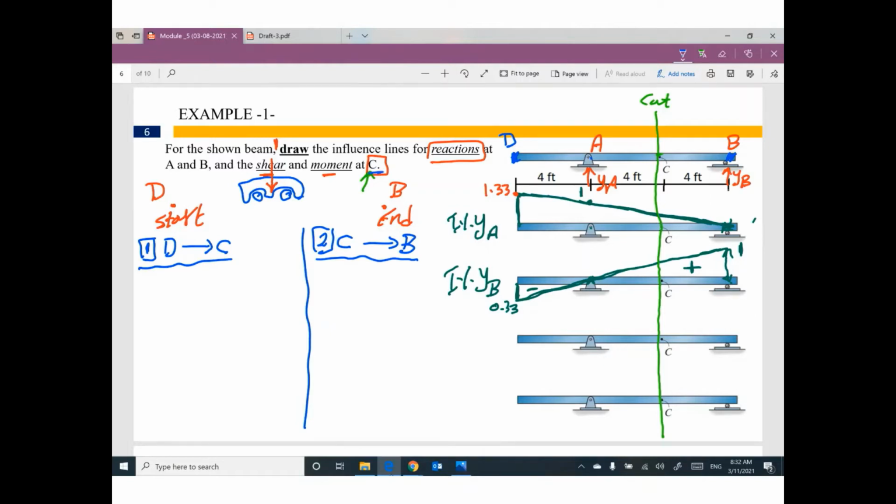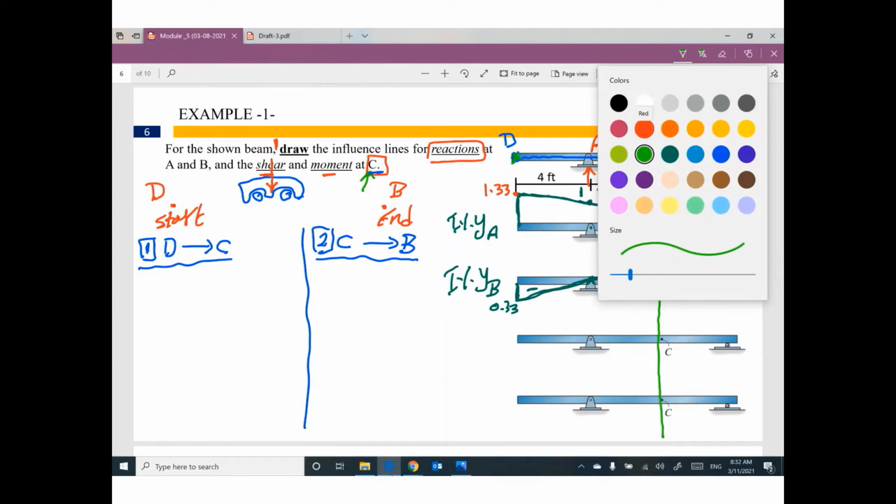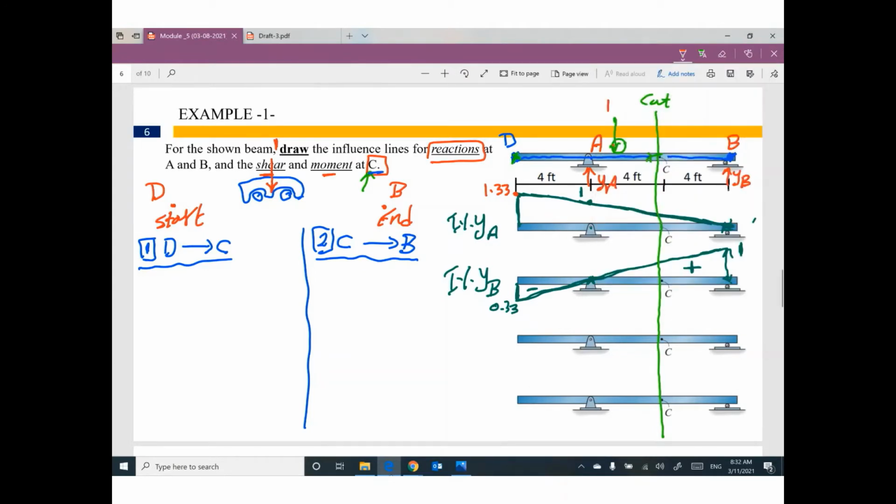So point C divided this trip to 2 parts. The first part between D and C. The second trip between C and B. So first trip, the car is moving here between D and C. We don't like the part of the bridge where you have moving load. So I'm gonna use the other part. The other part looks like this.